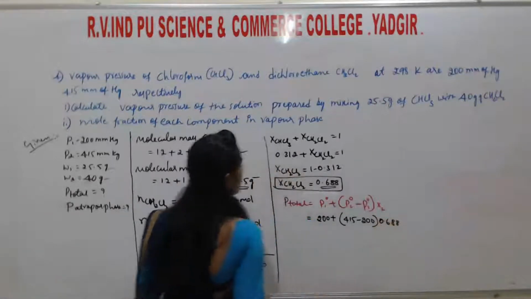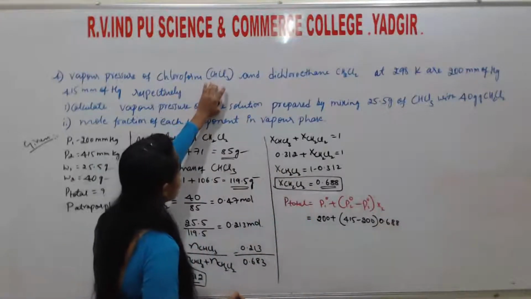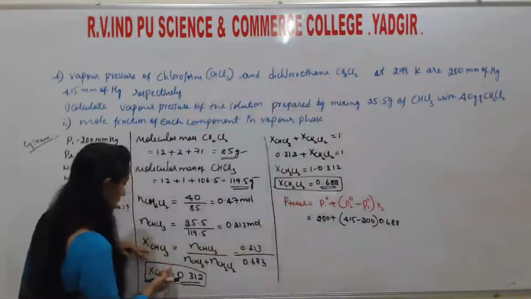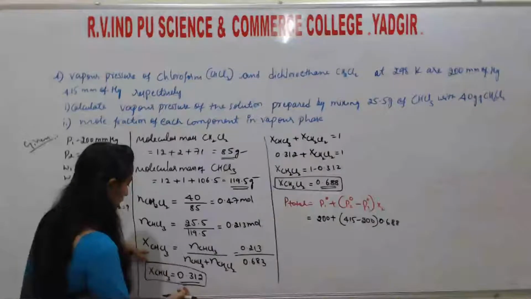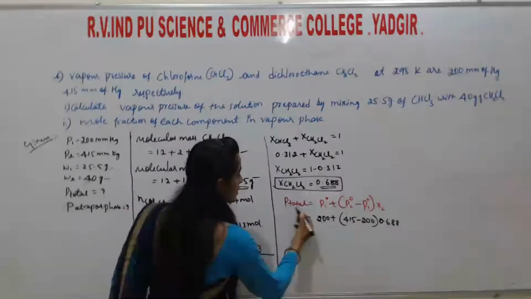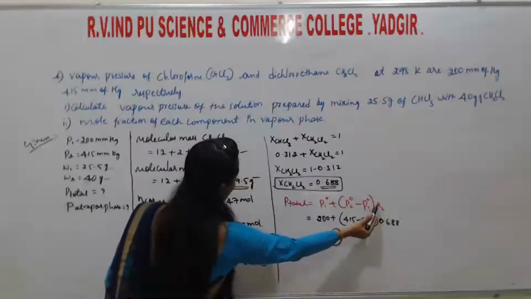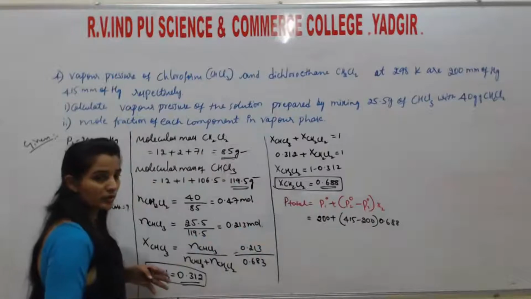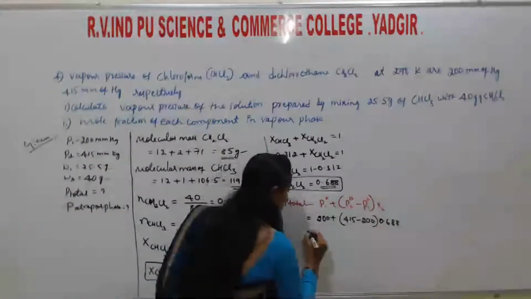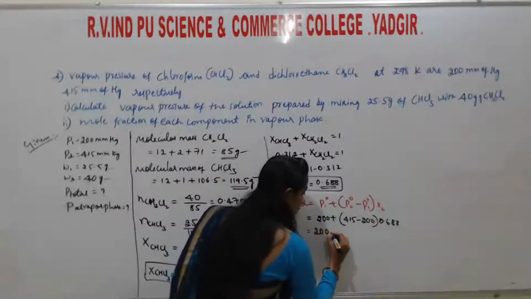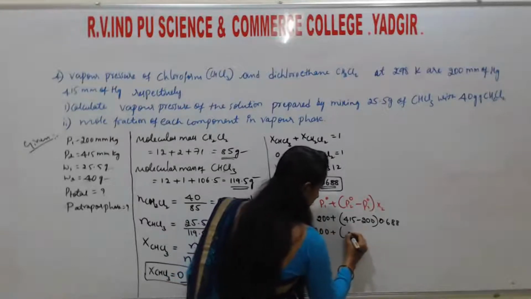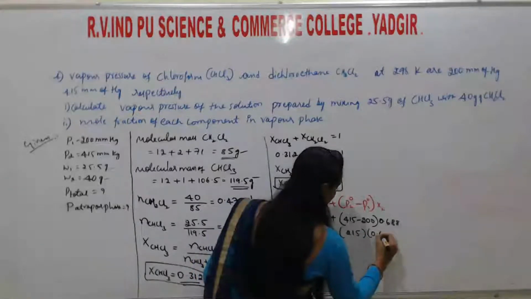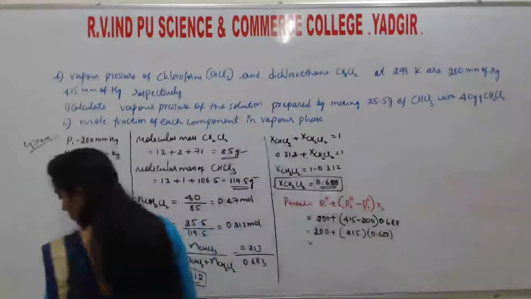0.688. Here we have taken this one as x1, this one as x2. For CHCl3 we got this much, for CH2Cl2 we got this much. The graph varies with the concentration, the mole fraction of this solvent or solute, and depends on which one is volatile. So here, 200 plus 215 into 88. Then you will get the answer, students.